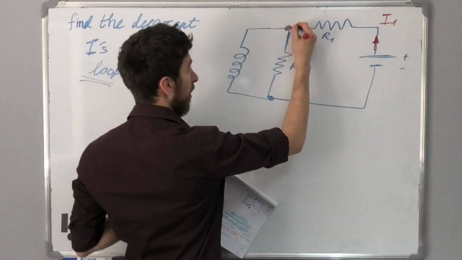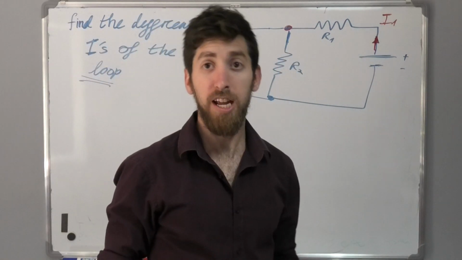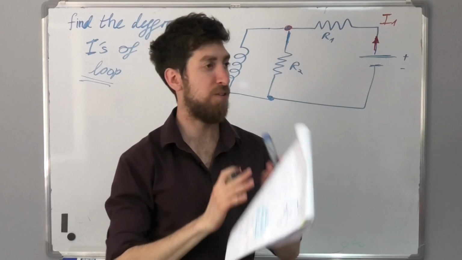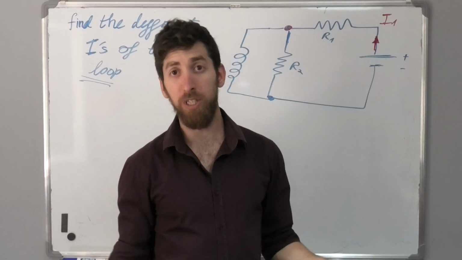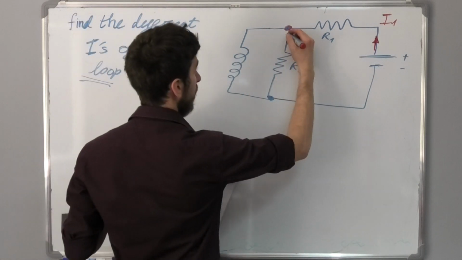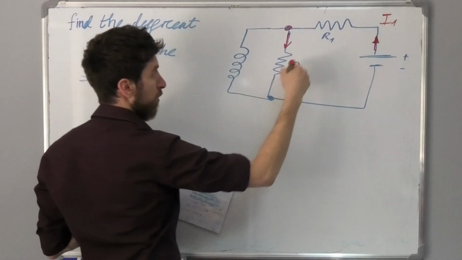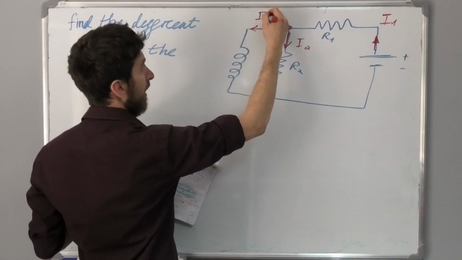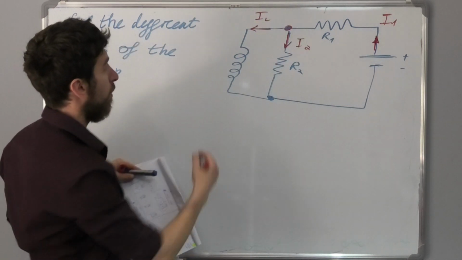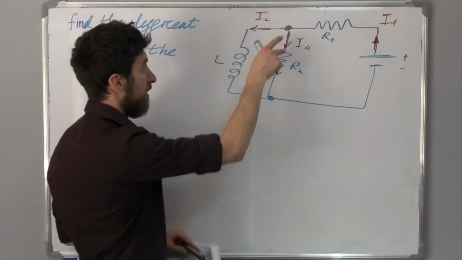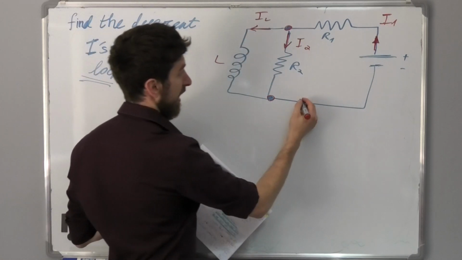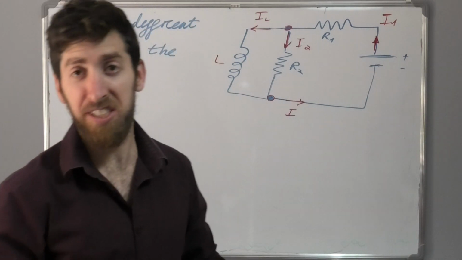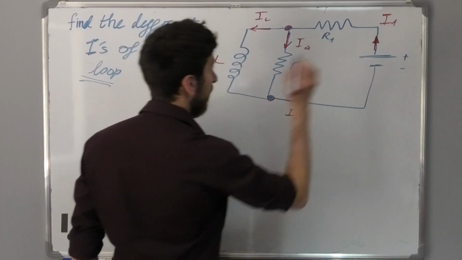And then I get to this junction. After a junction, some of the positive charges move this way, some of them that way. I don't know which is which, but I can give them a name. So this one, as I mentioned before, this is R1, so that's gonna be I2. And this one is gonna be IL. Why IL? Because this is the current going through the inductor. And then these two currents meet up again here and join up to this current. How can we call it? Let's call it IF because it's a final current, I don't know. And then it goes back to the battery.